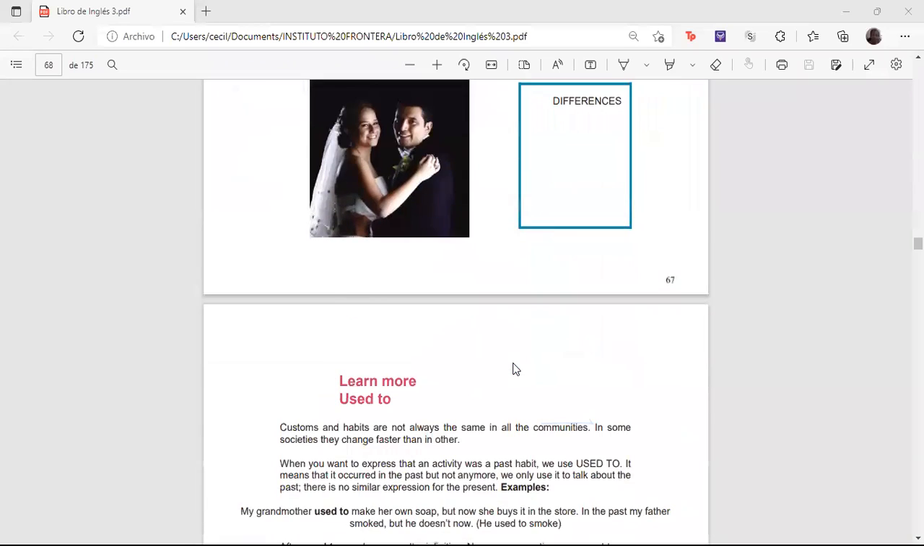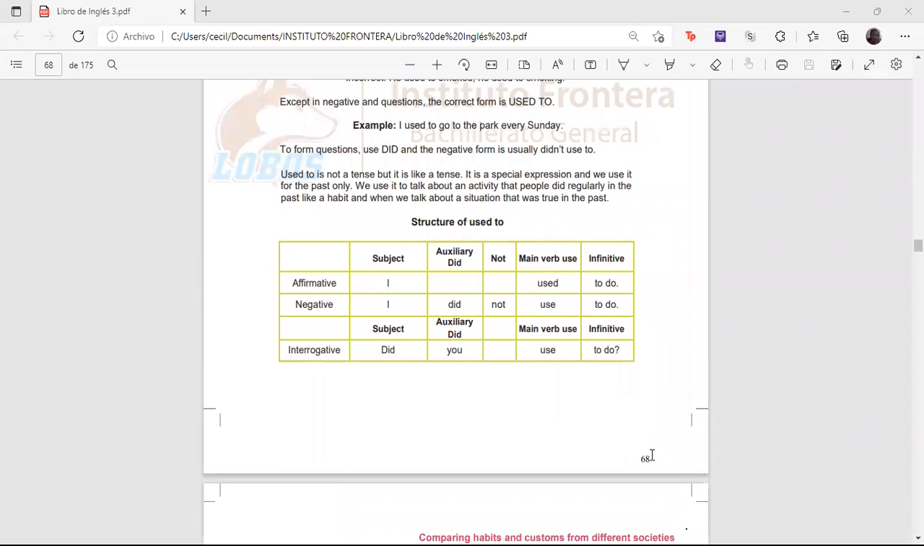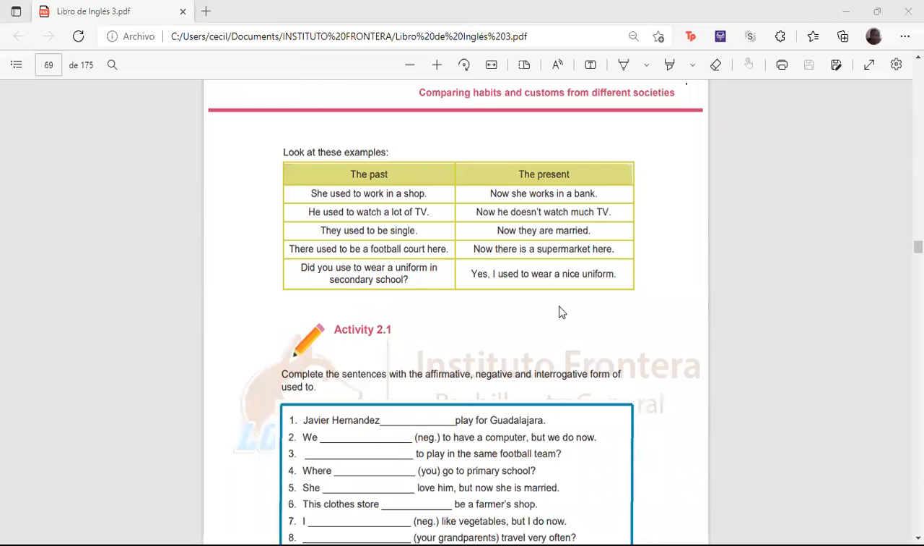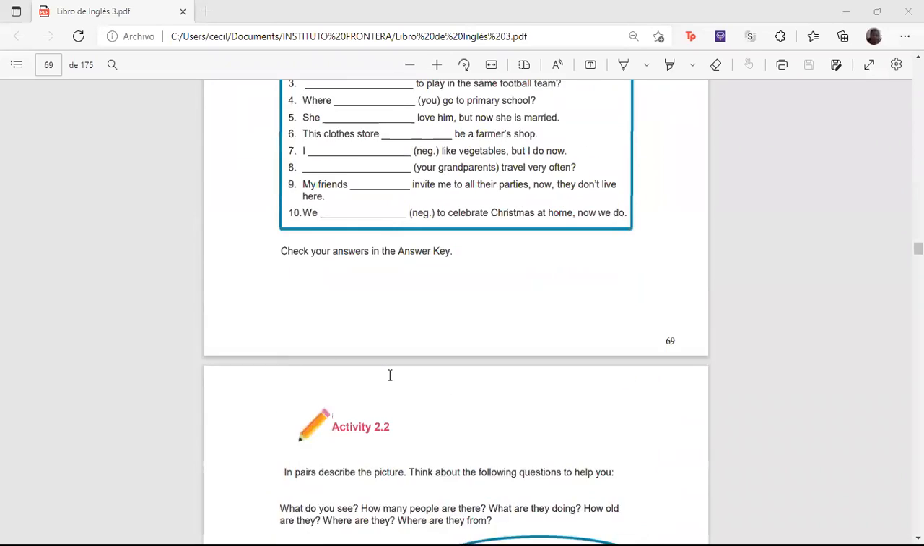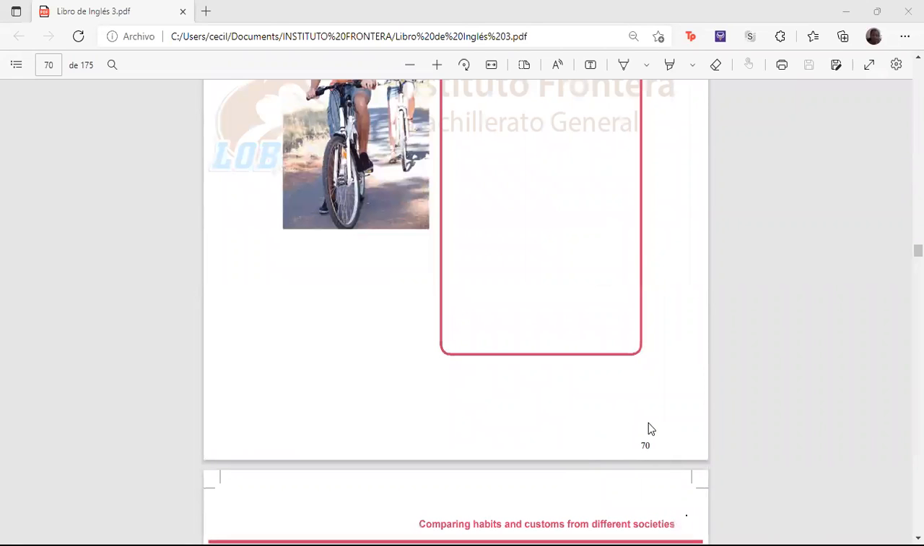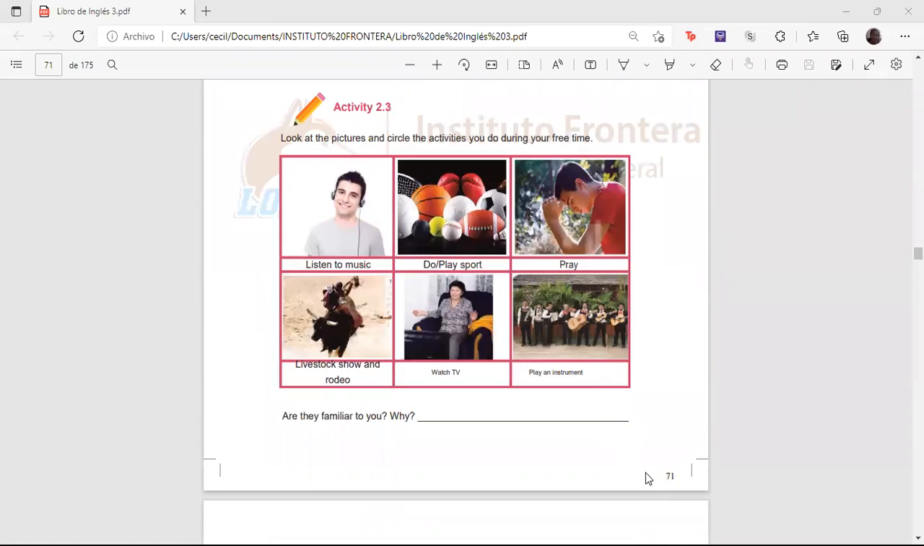Now, we have to skip this one. Why? Because we already mentioned page 68 about the use of used to and the examples that you have to do here. So we're going to continue. We're going to skip this page as well, 70. We're not going to use it. So we're going to skip this one and it's going to be page 71.